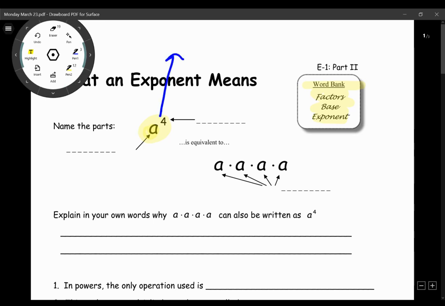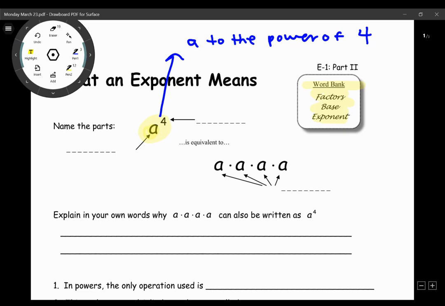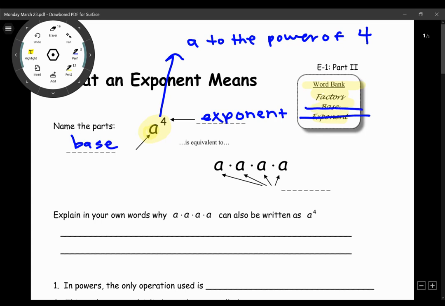So this is read as a, oh my goodness, Miss Lopez is still learning how to write. So a to the power of 4. Okay, so the 4 is actually what we call our exponent. So let's go ahead and write the word exponent right here. And then I'm going to cross it off in my word bank because I already used it. The a here is what we call our base. And once again, I'm going to cross off base.